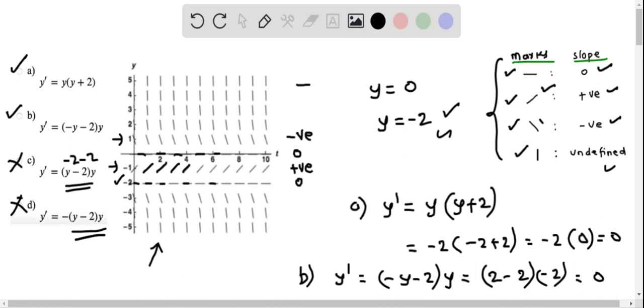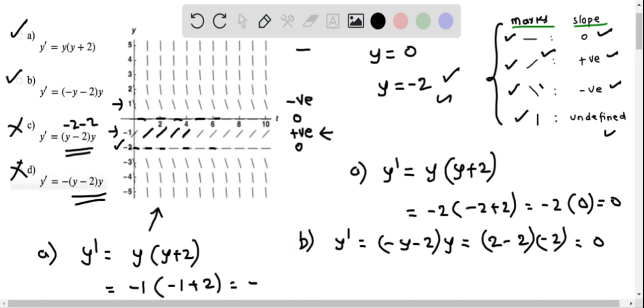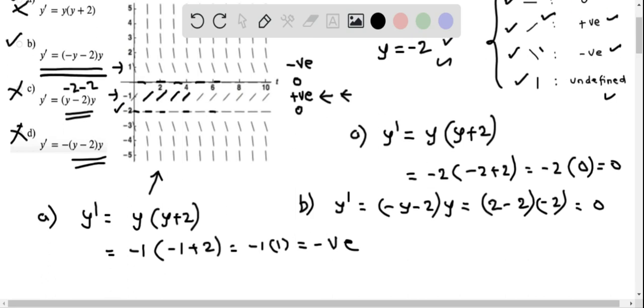Now let's focus only on these two equations, A and B. Let's utilize another condition: at y equal to -1, the slope should be positive. Let's consider the equation in part A. We have y prime equals y times (y plus 2). Now I'm going to substitute y equal to -1. If I replace y by -1 in this equation, I get -1 times (-1 plus 2). That is -1 times positive 1, so basically this gives a negative. But we know that at y equal to -1, the slope is positive. So clearly the equation in part A we can ignore, and therefore it should be the equation given in part B. However, we will verify that.